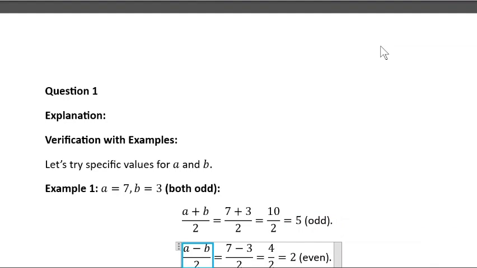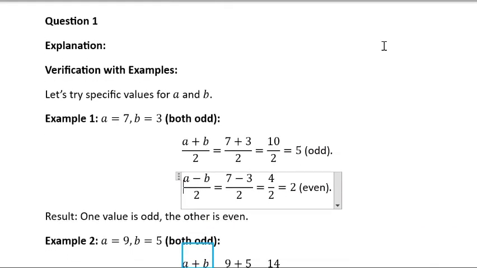Numerator a minus b, over 2 equals numerator 7 minus 3, over 2 equals 4 halves, which equals 2, an even number. Result: one value is odd, the other is even. Example 2.